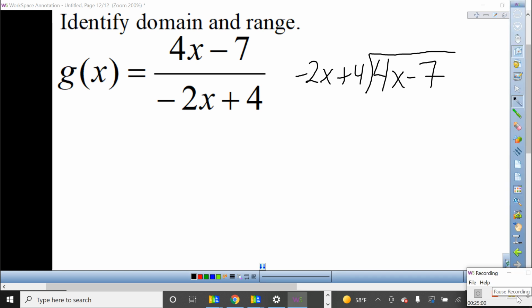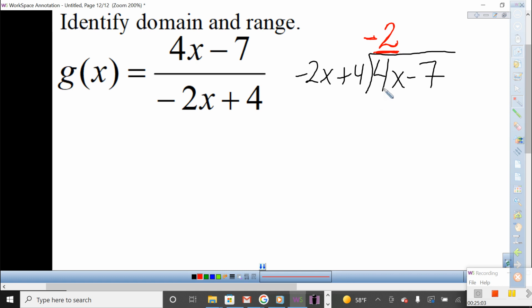All right, let's see where we're at. What number times negative 2x gives me positive 4x? Negative 2, that is correct. Some of you just put positive 2 because you said, oh, it's going to cancel. No, that's what I'm saying. Your brain wants to go ahead of you. Make sure it's the exact same number. So that becomes positive 4x. Negative 2 times 4 is negative 8.